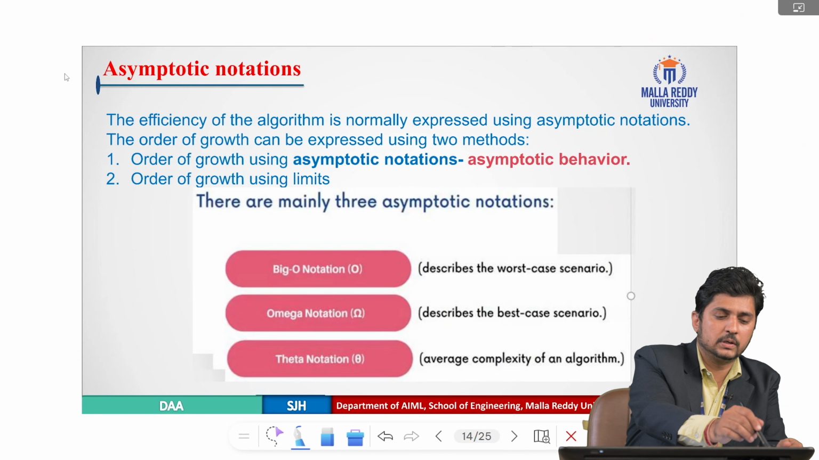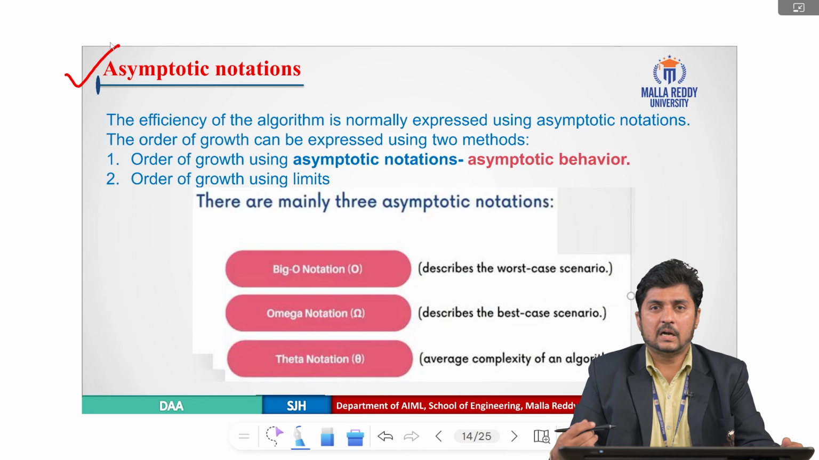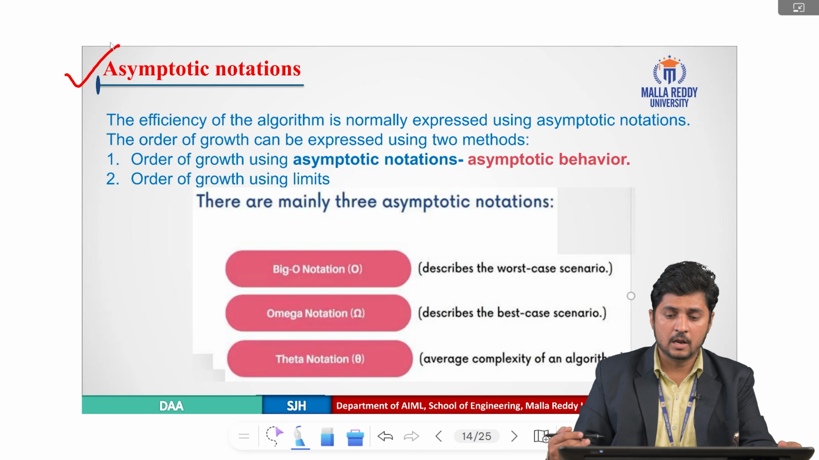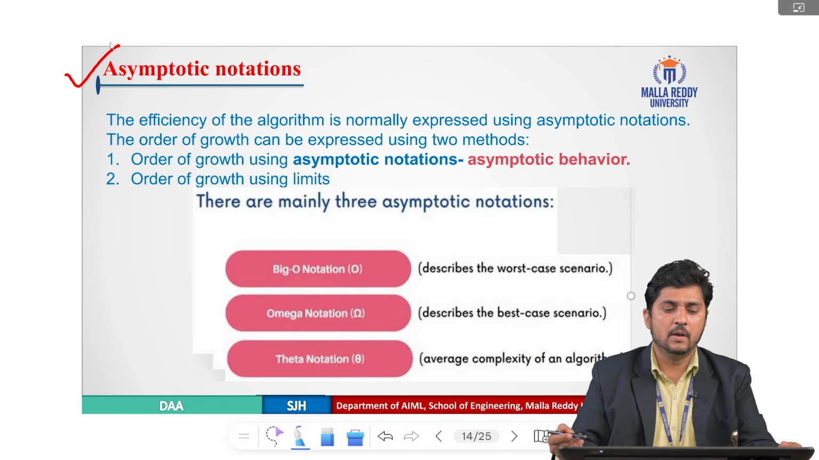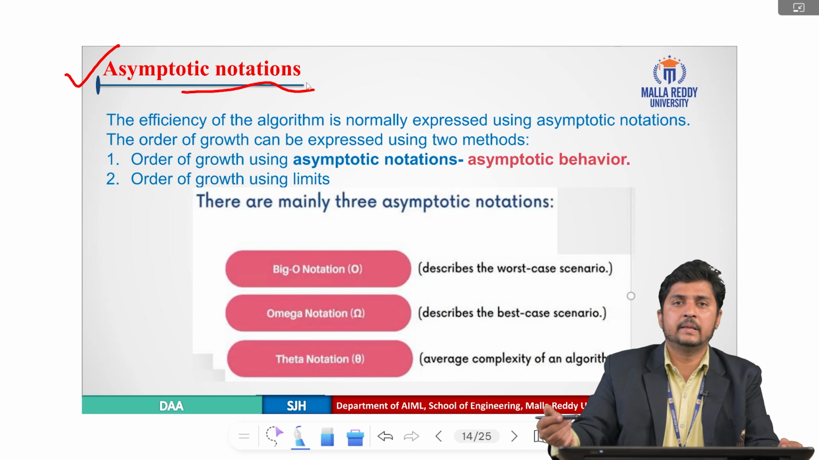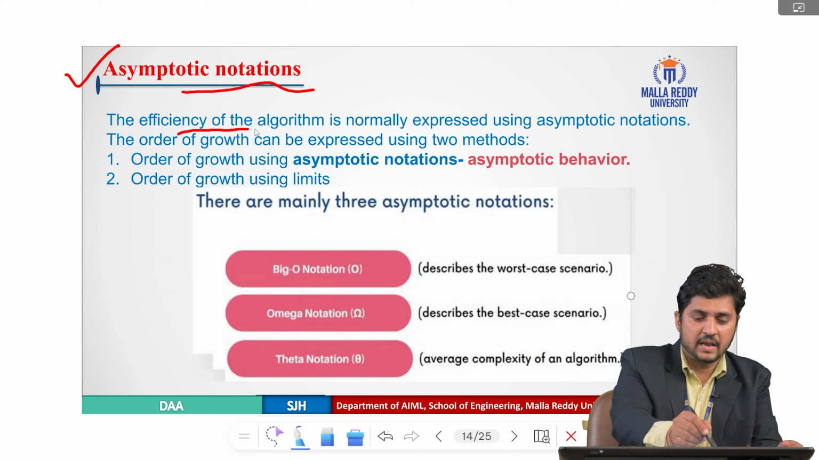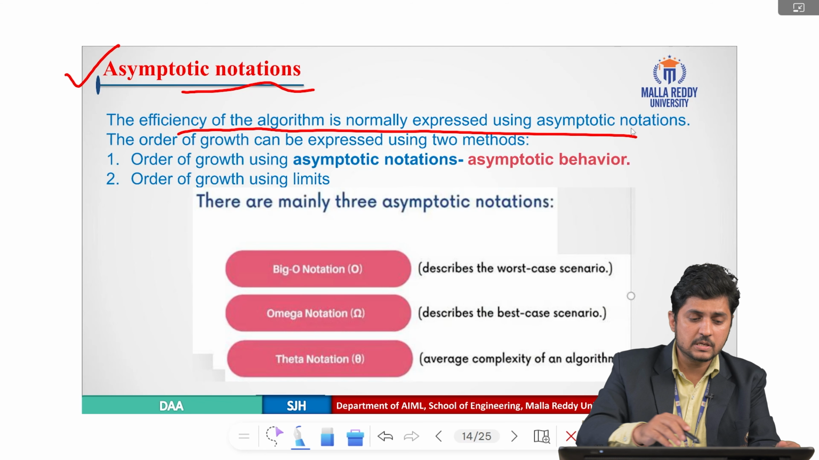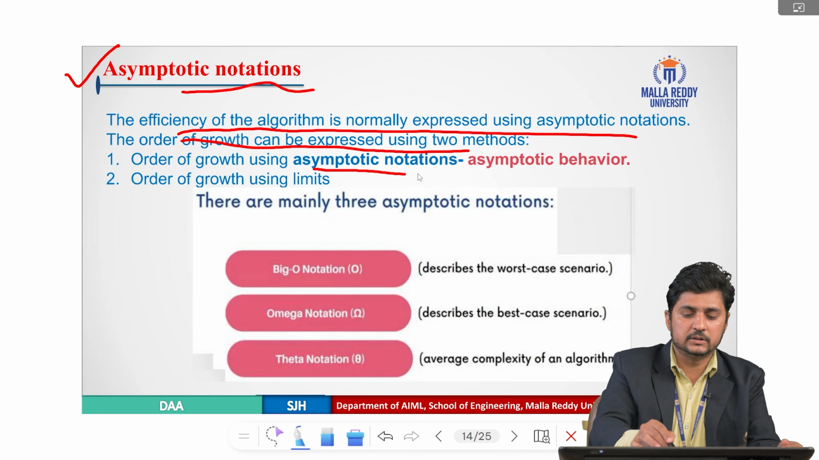So now we'll be moving towards a new concept, that is asymptotic notation. This asymptotic notation is meant for representing the different categories of efficiencies that we have discussed earlier. To represent the efficiency of different classes of algorithms, we'll be using 3 different notations. Those we call asymptotic notations. The efficiency of the algorithm is normally expressed using these basic asymptotic notations, and the order of growth can be expressed using basically 2 methods. The first method is asymptotic notation.